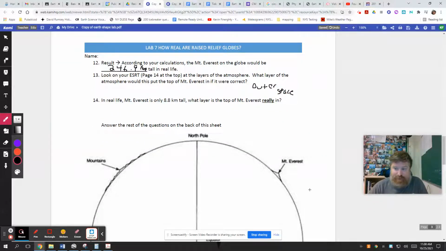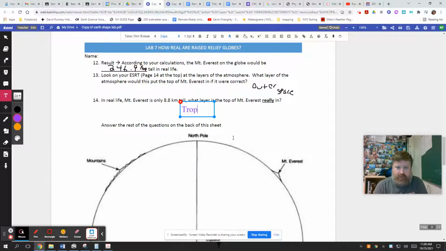All of this, making a short story long, is the idea that Mount Everest is way too big. In real life, Mount Everest is only 8.8, which puts it in that bottom layer of the atmosphere, the troposphere.